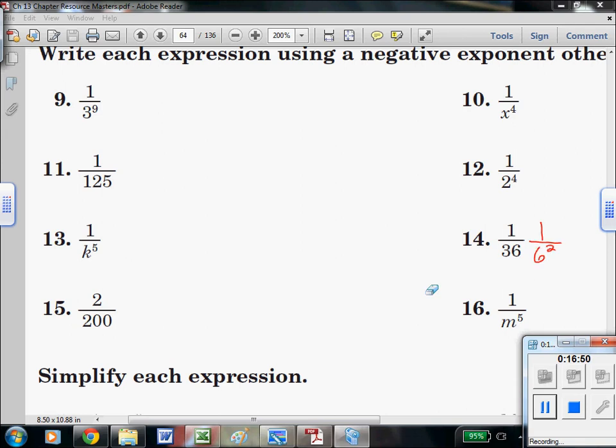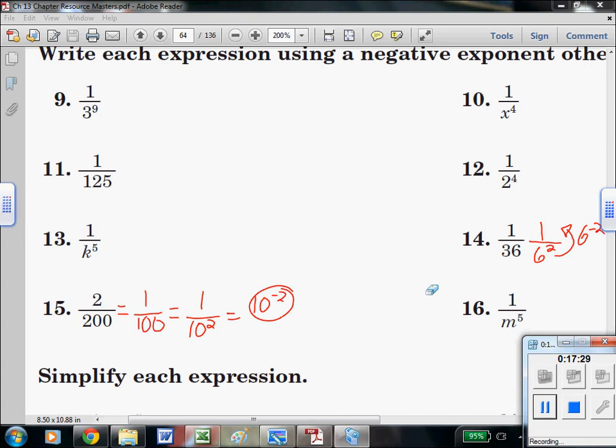Number 14, 36 is a perfect square, so technically that's 1 over 6 squared. And now to write that with a negative exponent, we could just move 6 to the top of the fraction, moving it to the other end, by making its exponent negative, and then it's going to be over 1, so it doesn't matter. So you just say 6 to the negative 2 power. That would be the answer to number 14. Number 15, I would simplify that fraction first. 2 over 200 equals 1 over 100. And now you can do what we just did in number 14. Make that 1 over 10 squared. And then to move 10 squared to the other end and have a negative exponent, you could say 10 to the negative 2 power. That's another way to write number 15.